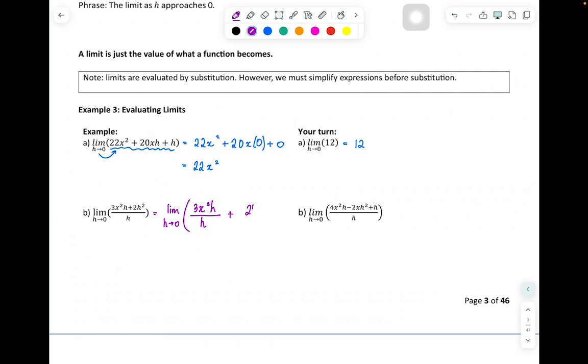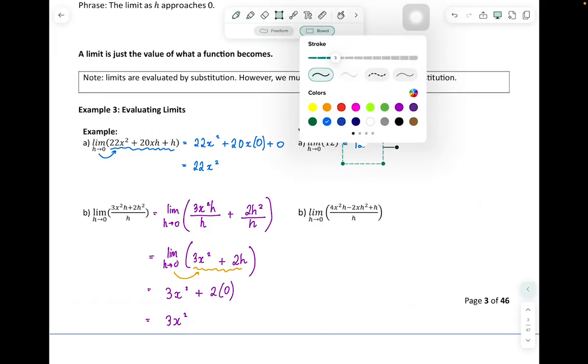I'm going to split up these fractions. And in the next line, we haven't applied the limit yet. We are going to simplify the fractions. Once you're done, now we are going to apply the limit into the expression on the inside. When we apply the limit, it disappears and essentially you substitute for h. We end up with 3x squared.